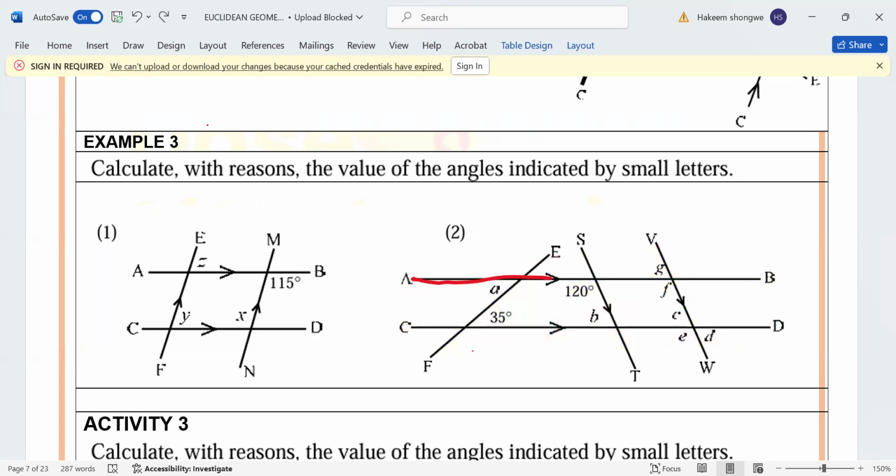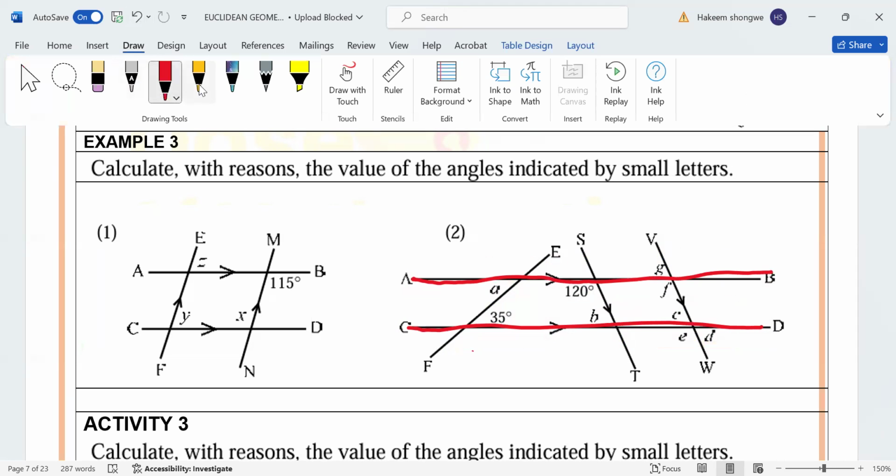Now, there are going to be lines which are intersecting the parallel lines. The lines which are intersecting the parallel lines, we said we are going to call them transversals. They are the ones which are going to be giving us the corresponding angles, the alternating angles. Look at this one here, we have line EF. If you look at line EF, it's a transversal.